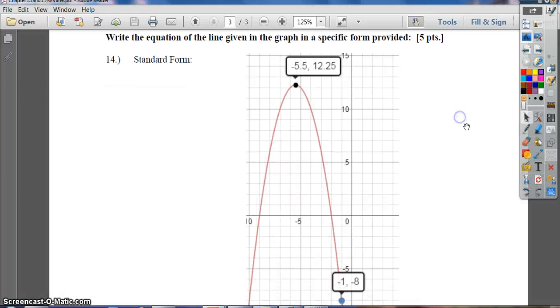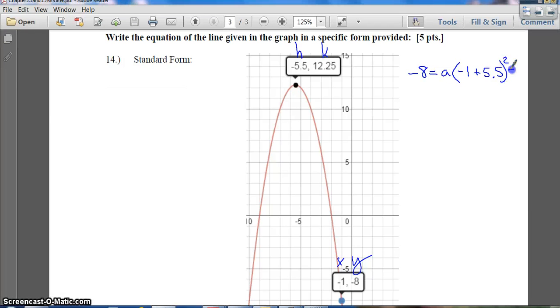Notice we're still in standard form, although I will start in vertex form again, because I have my vertex here. I have an x and a y here. Okay, so I'm going to start with negative 8 equals a. That's what I'm solving for. Negative 1 minus a negative 5.5, so that's going to make plus 5.5. And I have my plus 12.25 on the other.